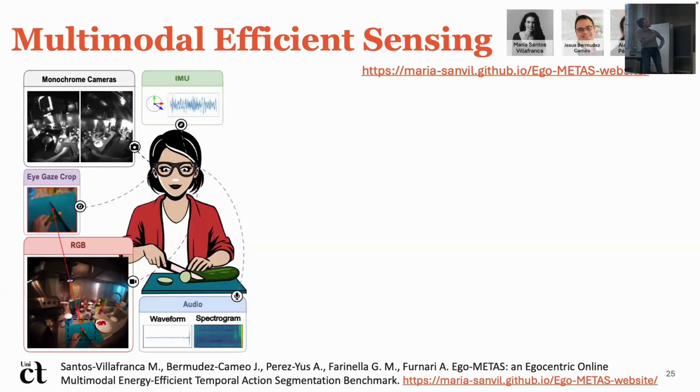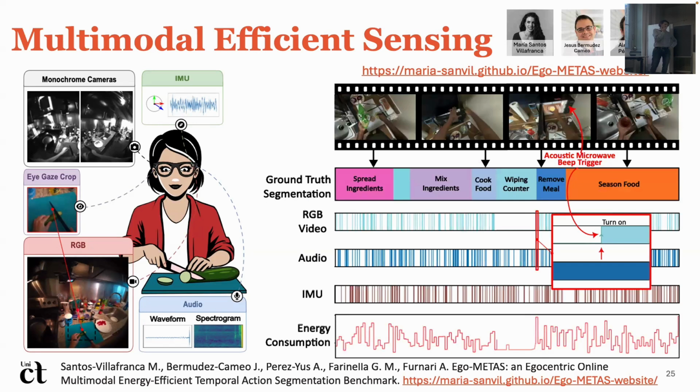You get monochrome cameras, which are mainly designed for SLAM, but they also happen to use less energy than RGB cameras, and you also get IMU. And the idea is that if you leverage all these modalities, maybe you can learn how to turn sensors on and off in order to save energy.